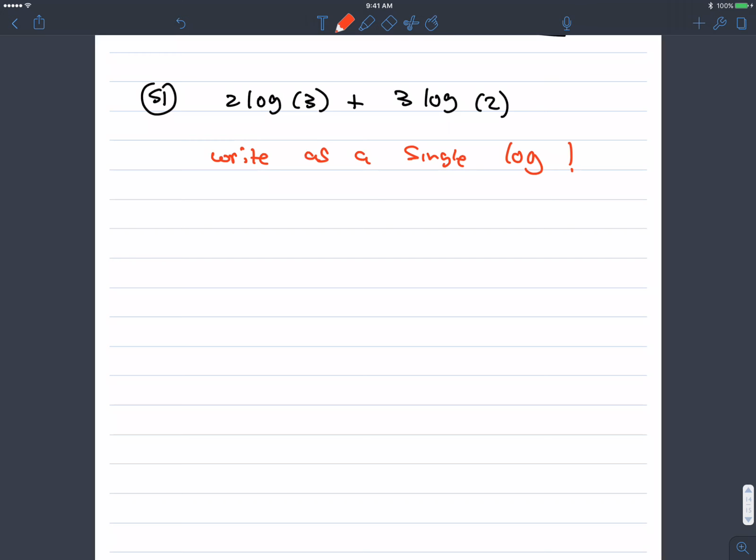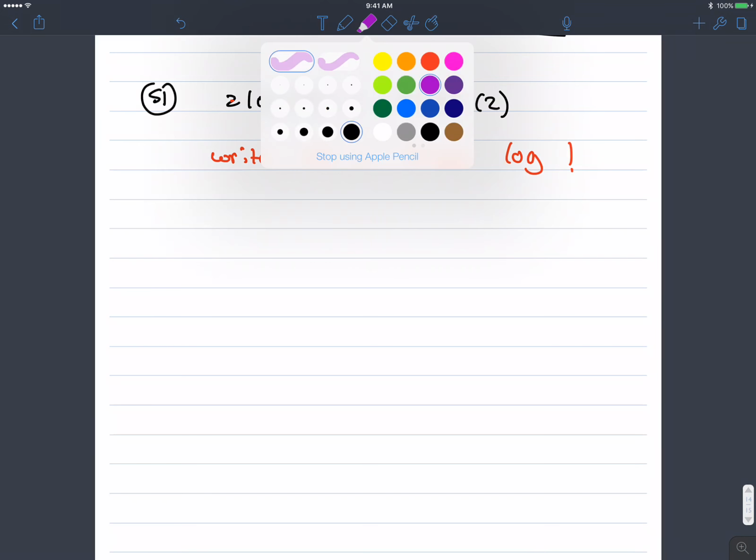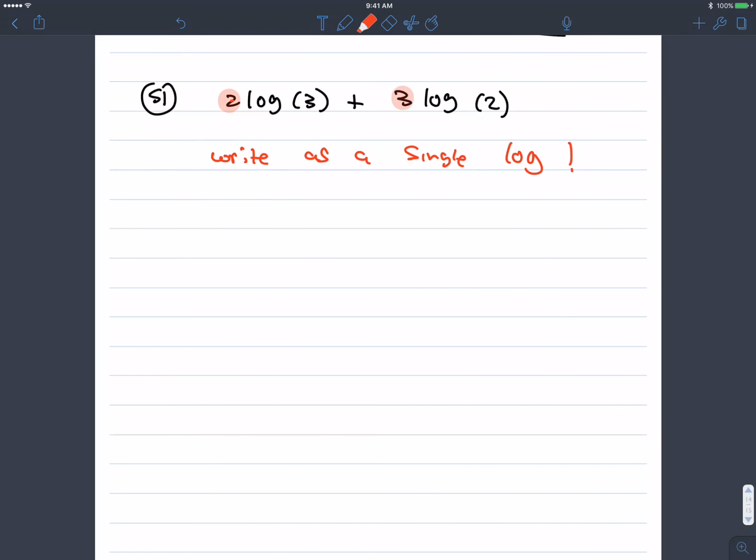So if you notice, it starts off with a 2 and a 3. Those are my powers. So I'm going to put them back essentially. Those constants are now going to be powers. So 51, we're going to have it written this way. This is going to be log 3 to the 2nd power plus log 2 to the 3rd power. We're working in reverse. The constant times that log is now really your power inside that log.